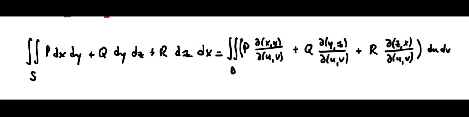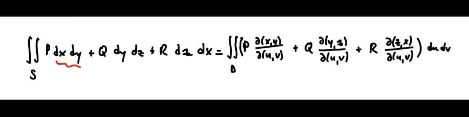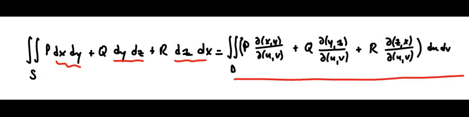Now, by a similar process, we can show that dy dz is equal to the Jacobian determinant of y and z with respect to u and v, and dz dx is equal to the Jacobian determinant of x and z with respect to u and v. So if we make these substitutions into the integral of a 2 form over a surface, we substitute in the dx dy, dy dz, and dz dx results. Just substituting in those Jacobian determinants, we get the right-hand side right here.